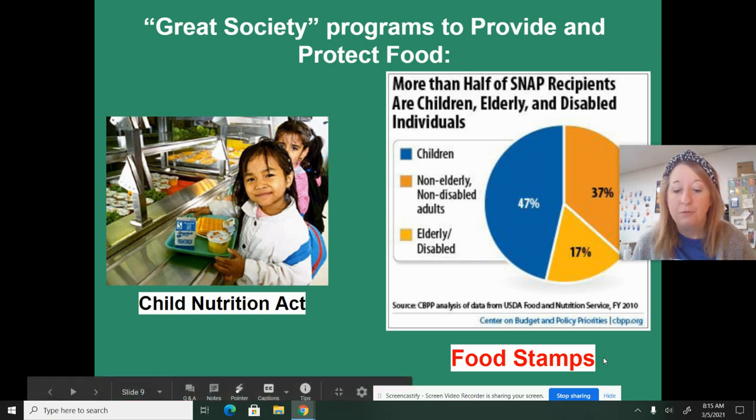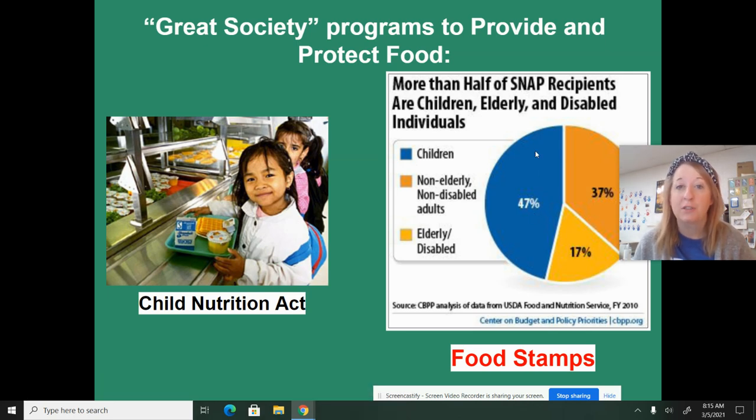And then, of course, we have food stamps, which today is known as SNAP, but ultimately this provides low-income families with subsidies to purchase groceries. If you guys take a look at this, 47% of all people who receive SNAP benefits are children, as well as non-elderly, non-disabled adults, as well as the elderly and or disabled. So more children specifically are beneficiaries of food stamps.